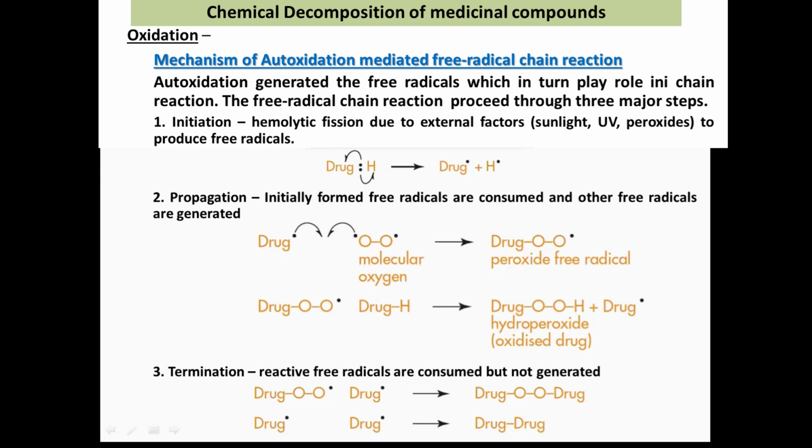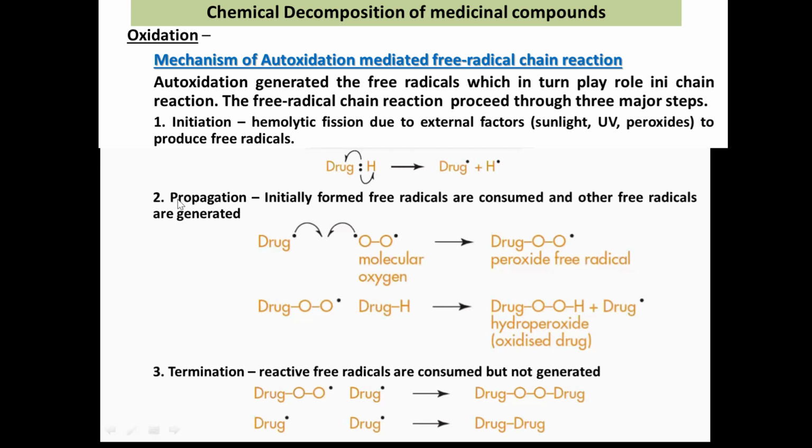The free radical chain reaction proceeds through three major steps. What are the three steps? That is initiation. First of all, homolytic fission occurs due to external factors like sunlight, UV, or peroxides, to produce free radicals. For example, if this is a drug molecule, then it will form free radicals.